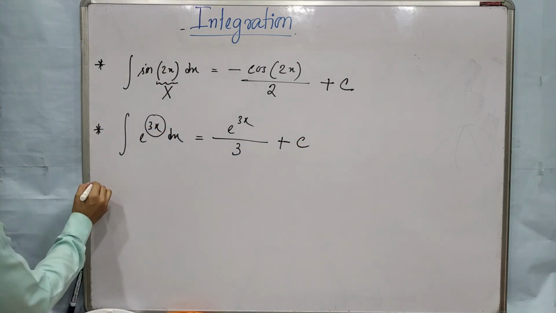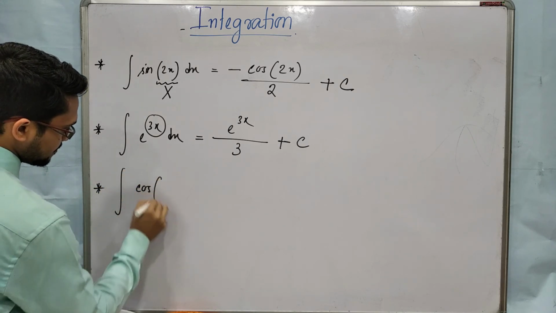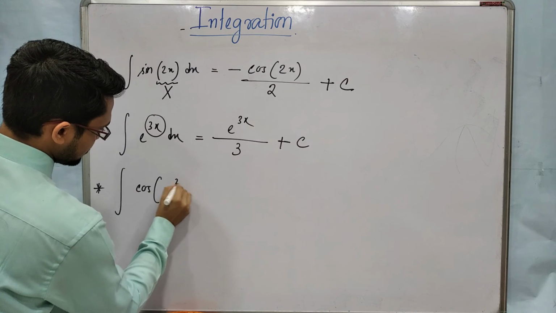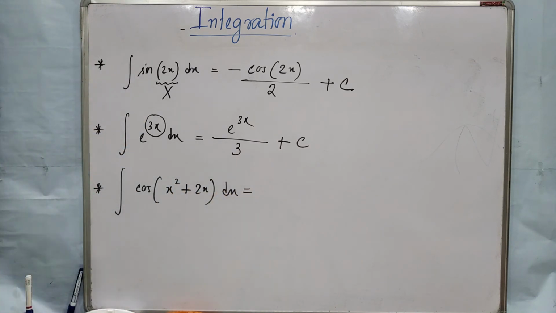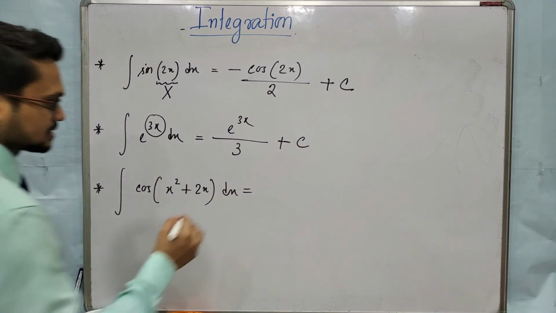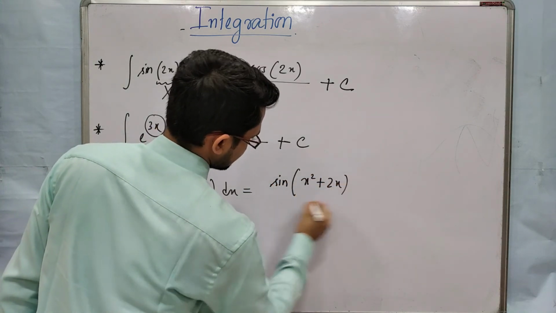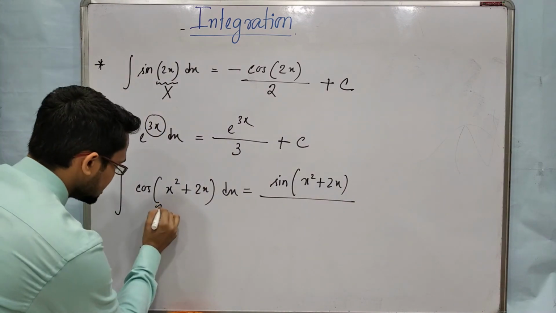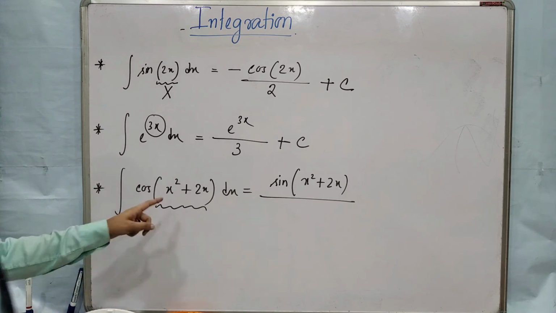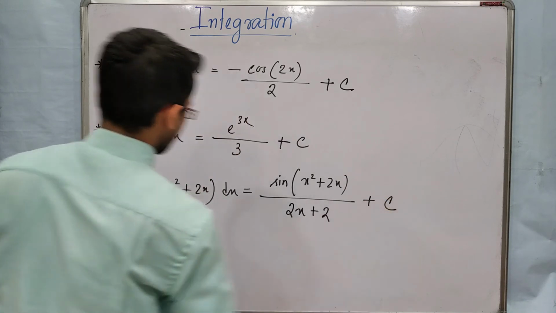Take another one. Suppose integration of cos of (x square plus 2x) dx. How will you do? First, integration of cos x is simply sin x. So sin of (x square plus 2x). Then divide it by the differentiation of this bracketed part. Differentiation of the bracketed part means 2x plus 2, plus c.